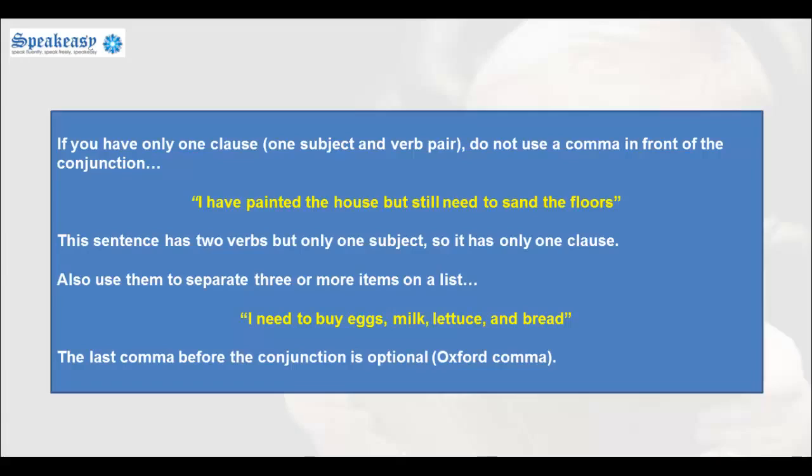Also use them to separate three or more items on a list. I need to buy eggs, milk, lettuce, and bread. The last comma before the conjunction is optional, known as an Oxford comma.